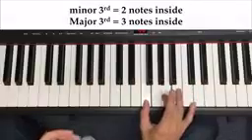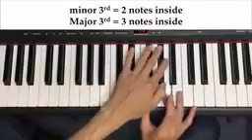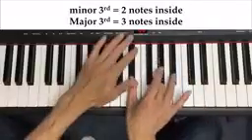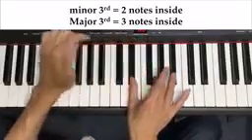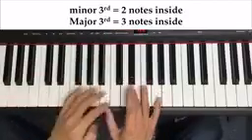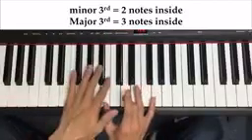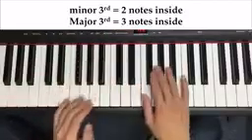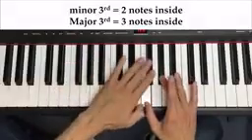Over here, that's a major third, right? Because there's 3 inside of it. If we go here, that's a major third, because it has those 3 notes inside of it. Here, that's a major third, because there's these 3 notes inside of it. But if we played this, that's a minor third, because it has 2 notes, right? And so is this. That's a minor third.